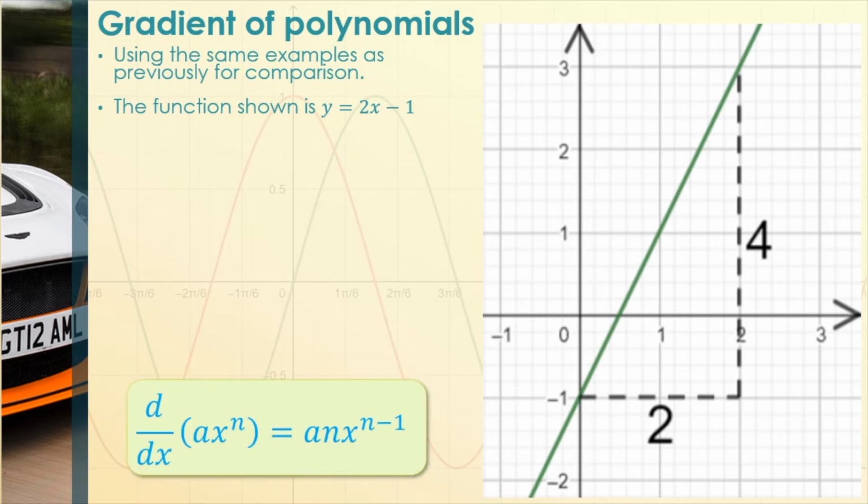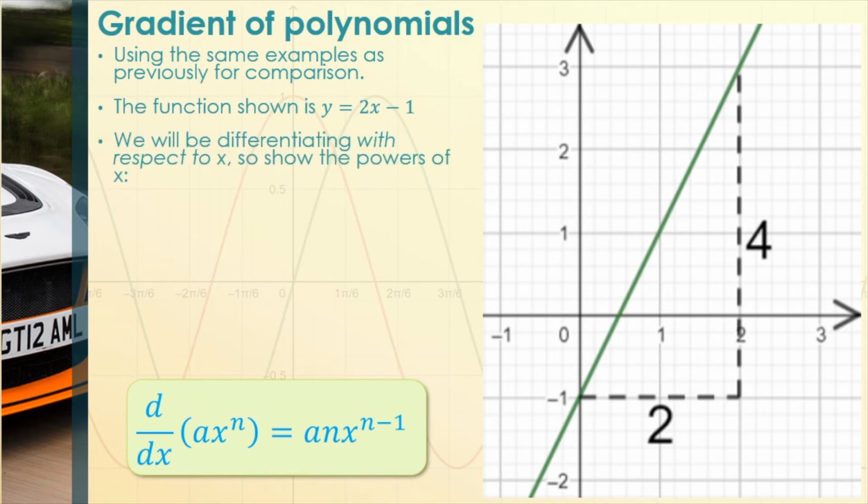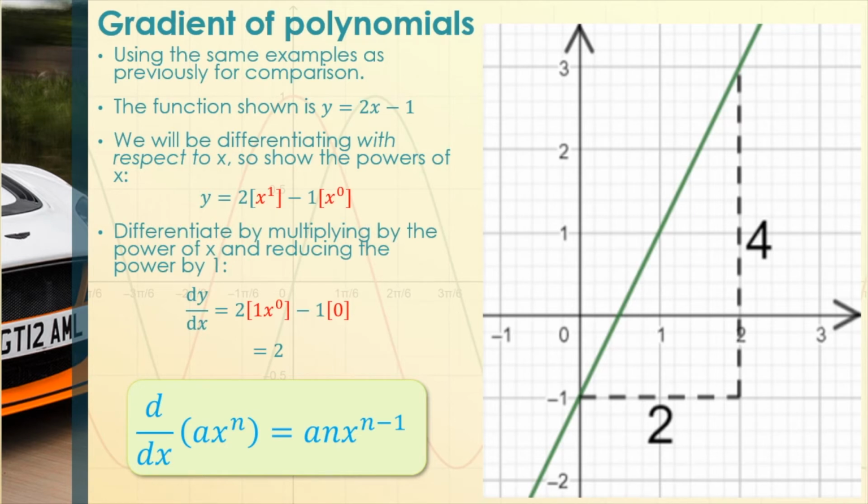Our general rule is shown there below. Taking the power, multiply by the power, and then reduce the power by 1. So firstly, let's show the powers of x. So y is now 2 times x to the power of 1, which is just x, minus 1 times x to the power of 0, which is 1. So when we differentiate, all we do is multiply by the power and reduce the power by 1.